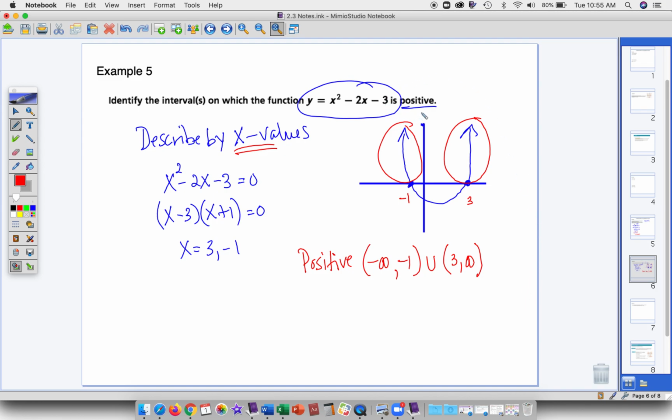Now, if we had been asked where is the function negative, that would have been just the one interval between -1 and 3.